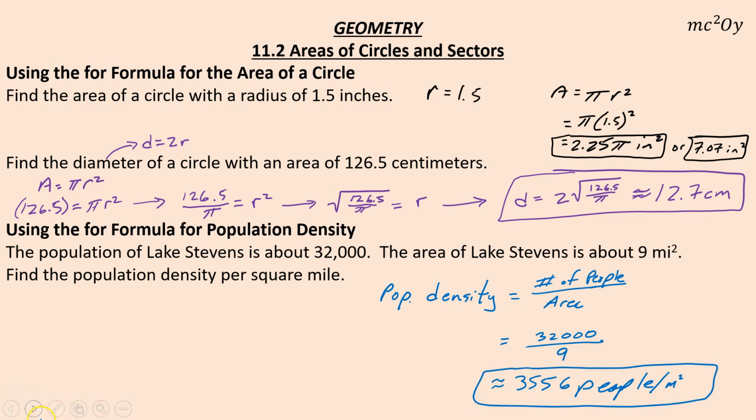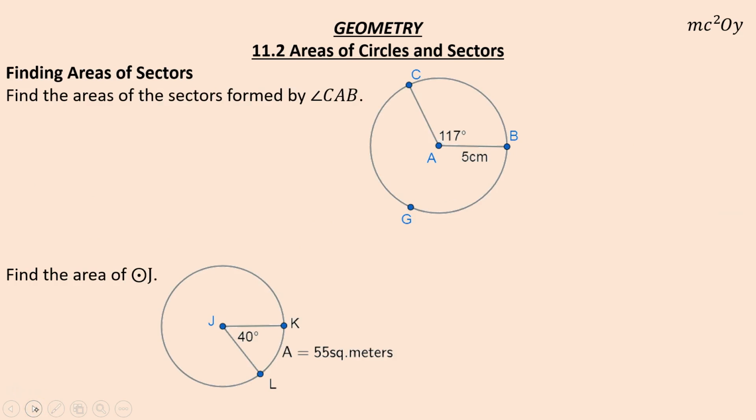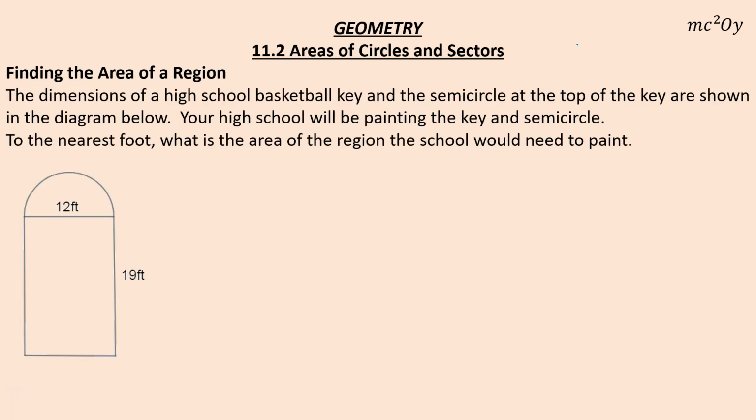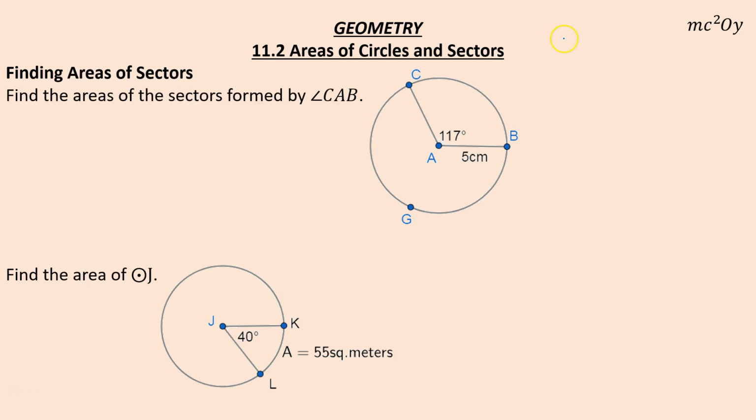All right. Let's find some areas of sectors. Now remember the formula for area of a sector? We just kind of came up with it at the beginning here, but the sector area is equal to the measure of your arc over 360 times pi r squared.